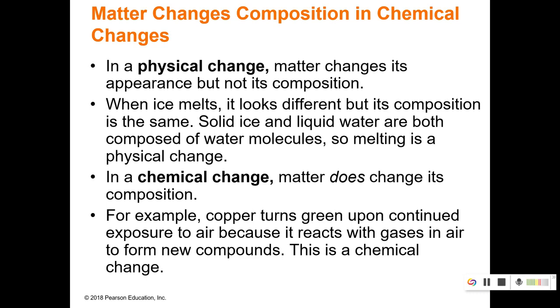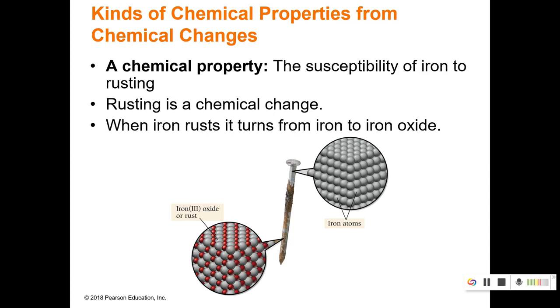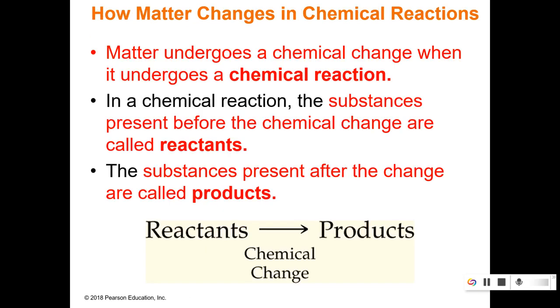As far as chemical changes go, those do change their inside composition, which is why copper turning green is a chemical property, because in order to get that back, we would have to then do another chemical change. So chemical properties, another one would be rusting. In order for you to get rust back to its original iron, you've got to do another chemical change.